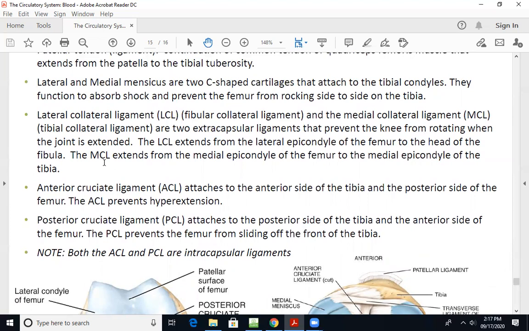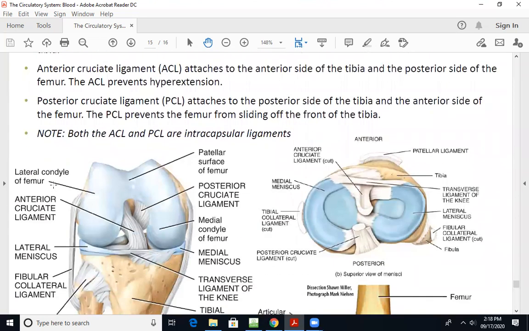The function of these is to prevent the knee from rotating when the joint is extended. And I'm not going to read through that, but it explains where they exactly connect to the two bones. Now, the C in MCL and LCL was short for collateral ligaments. The C for ACL and PCL is actually short for a term called cruciate, which translates to mean cross, which is what these two ligaments do.